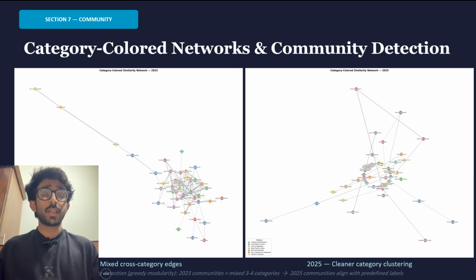To formally test this, we ran community detection using the greedy modularity maximization algorithm on each yearly graph. The detected communities were then checked for alignment with our predefined 7 categories. In 2023, most communities were mixed, containing items from 3 or 4 different categories, confirming the broad co-movement that year. By 2025, the dominant category within each detected community matched its predicted label much more closely, showing that category boundaries became economically meaningful as price dynamics fragmented.